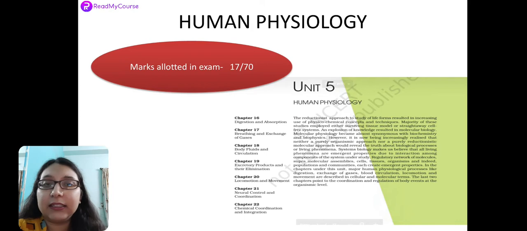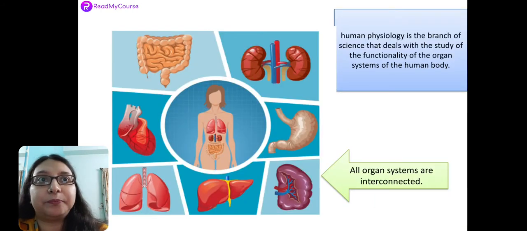In the class 11 examination, NCERT has allotted 17 marks out of 70 marks in the theory examination to this unit. So we have to give special stress or importance while studying this particular unit. This is unit 5, the last unit of the NCERT class 11 book, and there are 7 chapters within this unit, from chapter 16 to 22. So let's move further.